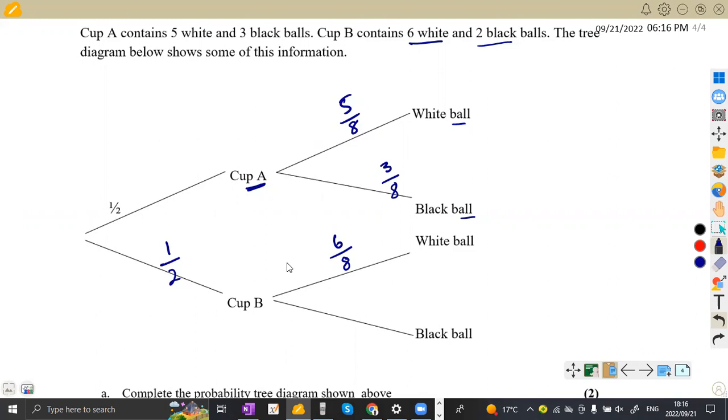On this type of a question, in B this is what I'm having. There are 6 out of 8 white. How many black are there? There are 2 out of 8. 2 over 8.